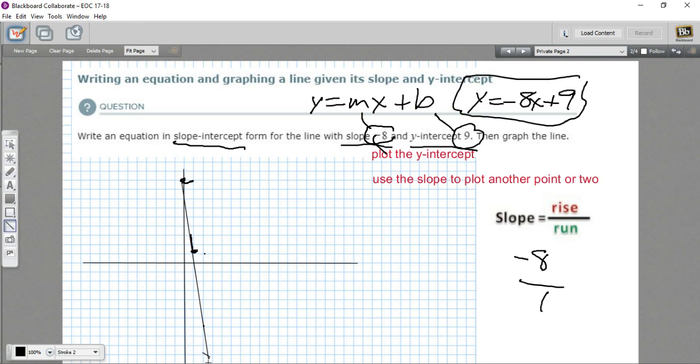And there we go. So that is how to write an equation and draw a graph for a line when you're just given a slope and a y-intercept.